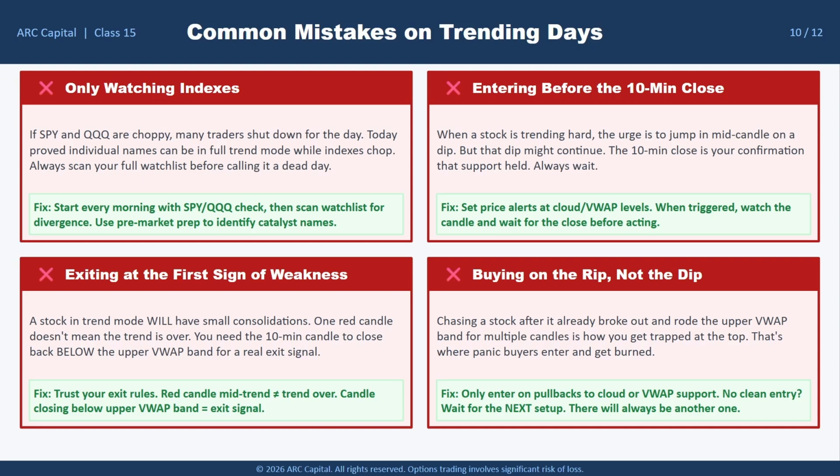Always talking about SPY and QQQ while they are staying between the same $2 range that they are trading in, while everything else is giving you strong directional movement. If SPY and QQQ are choppy, many traders shut down for the day. Today proved individual names can be in full trend mode while indexes chop, especially while we are at all-time highs. I cannot stress that enough. We could just stay up here while things catch up.